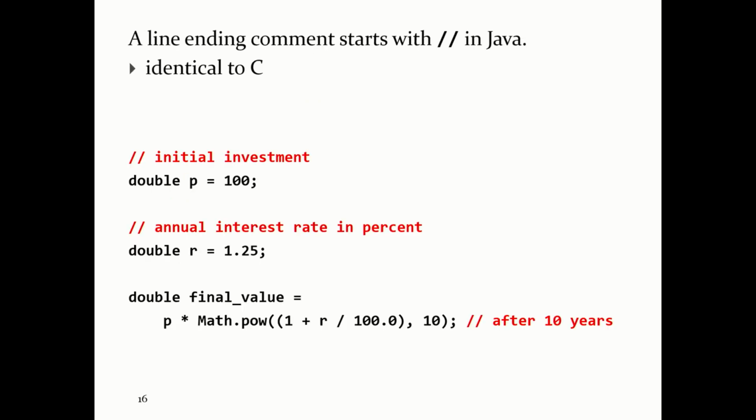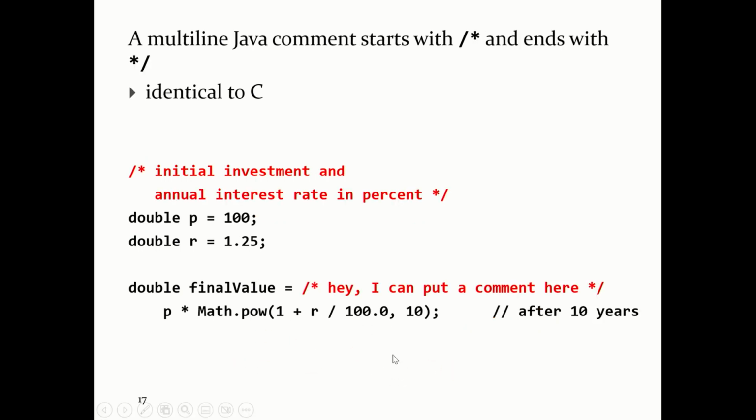Comments in C are the same as in Java. So the double slash is the line-ending comment in both languages. The code here is not that important. This is all Java. It's doing the compounded interest formula. We're going to talk more about this calculation down here later on. You can also use the slash star star slash convention for comments. Again, identical in Java and C.